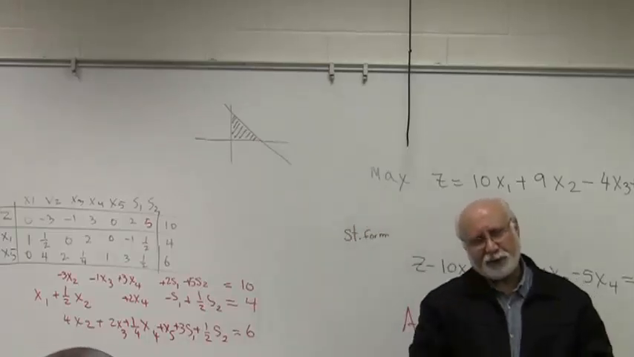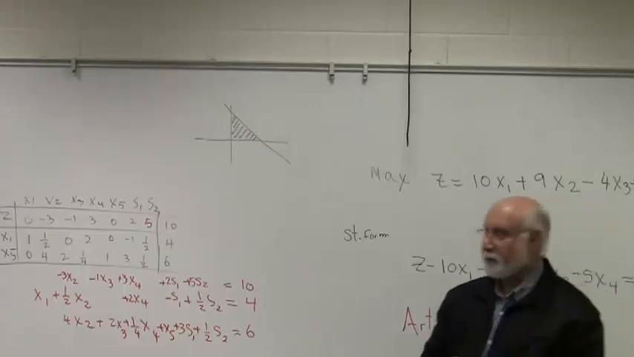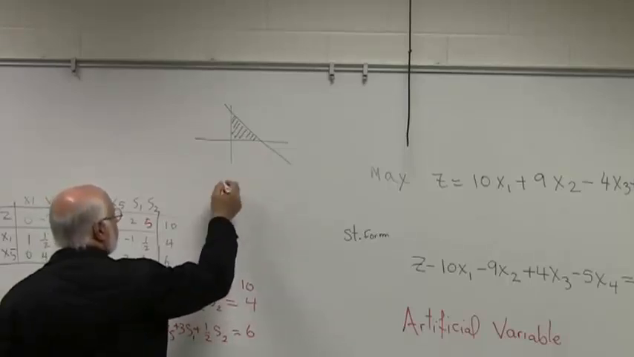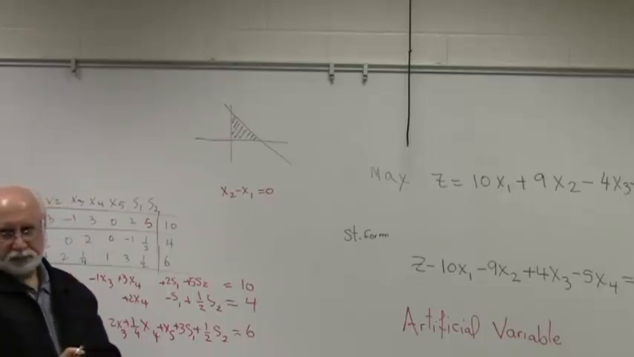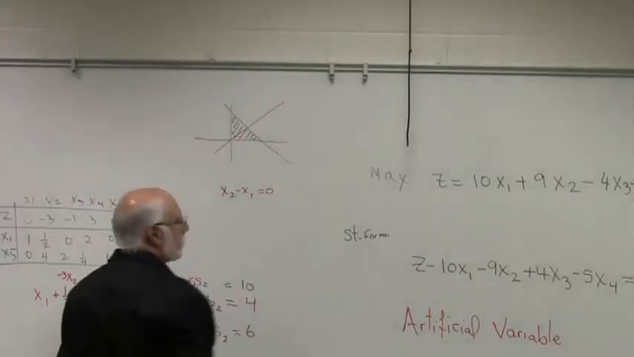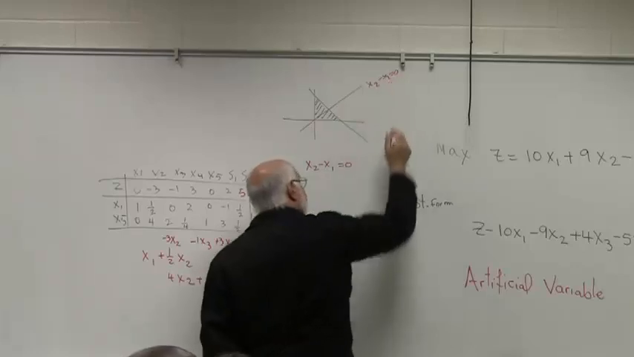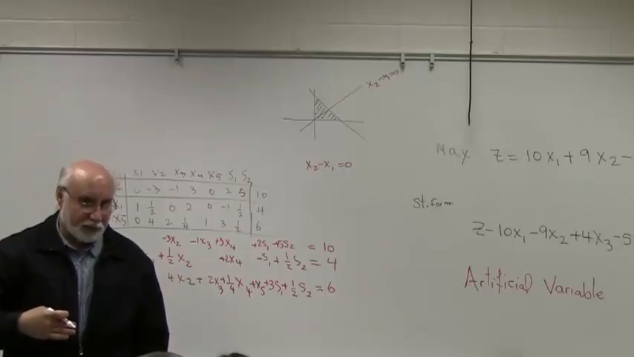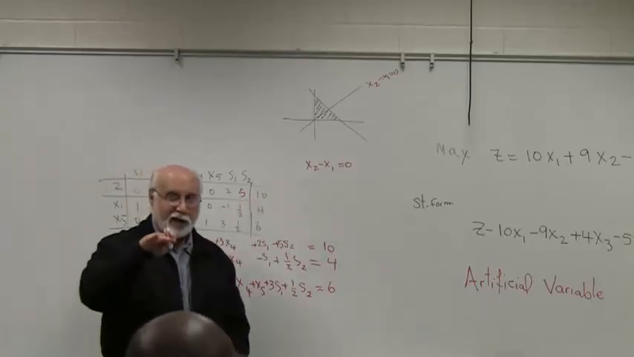If I add to this problem an equation, a line itself, like for example, the line of x2 minus x1 equals 0. This is that line. This is the line of x2 minus x1 equals 0. So my set of constraints are something less than or equal and something which is equal to 0.